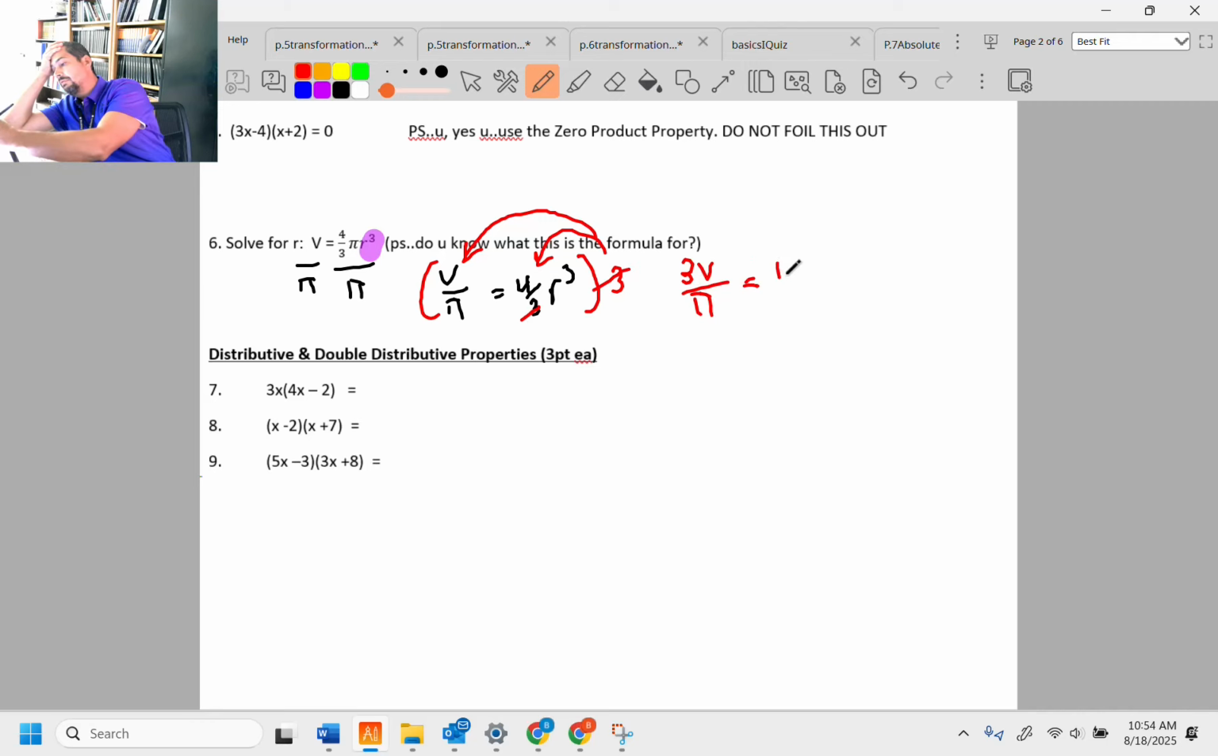Cancellation on the right-hand side. The opposite of multiplication is division. Division happens in the denominator, so I'm just going to throw a 4 there.